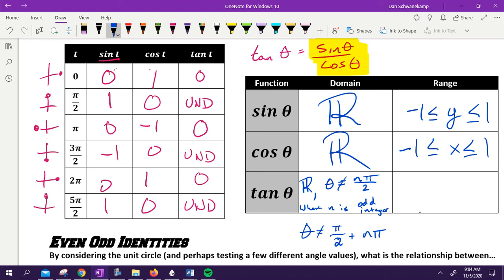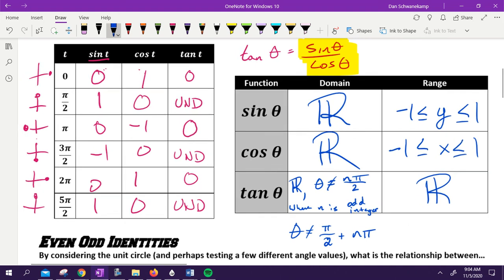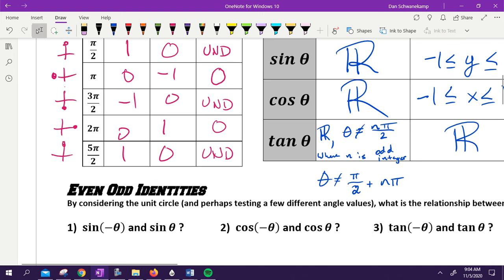And range here, you can't really pull range from what we did. We did not get enough. Tangent is more exciting than just 0, undefined, 0, undefined, 0, undefined. There's stuff happening in between. The range is going to be all real numbers. We will do that in the second part of this chapter, where we will talk about the graphs of these things. For right now, just believe me. We good there?